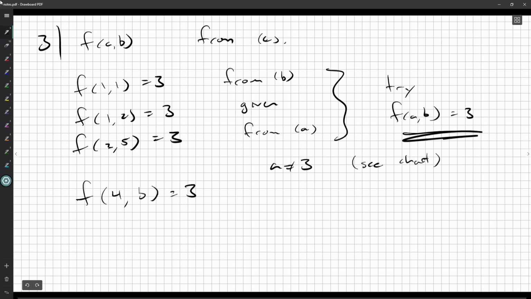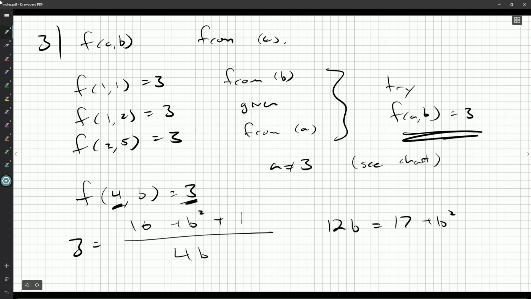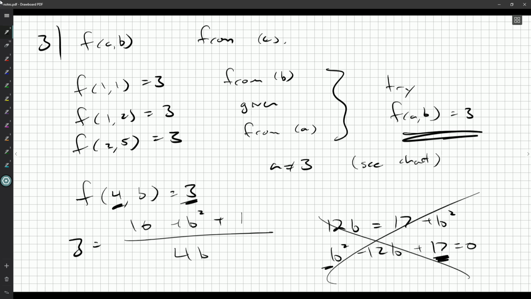So let's try 4, b. So that would be 3 is equal to 16 plus b squared over 4b. So if I assume that the answer is 3, I should be able to get a nice little quadratic here. So 12b is 17 plus b squared. We're not going to get integers from this. There's no multiples of 17, no possibilities. Well, we could try f at 5. I mean, 5 worked here. We should get a quadratic, and 2 should be one answer.